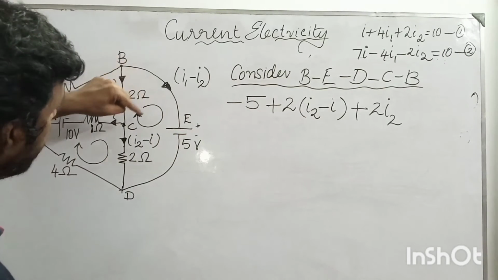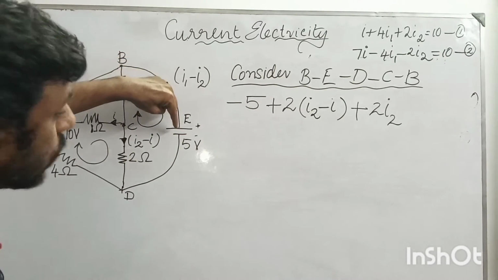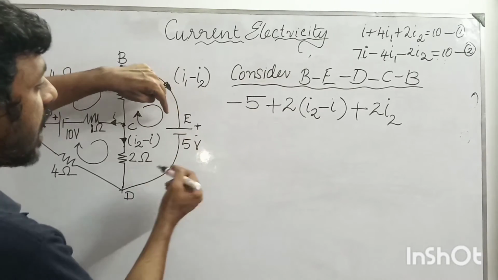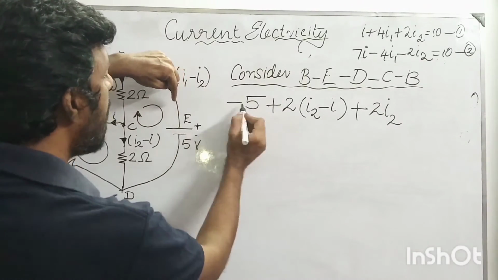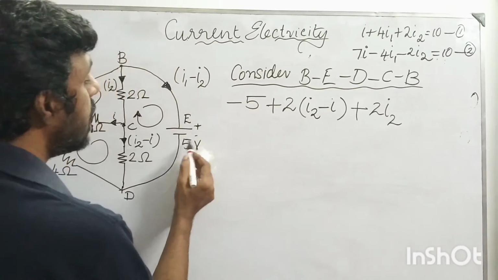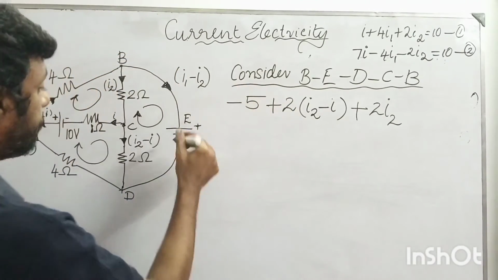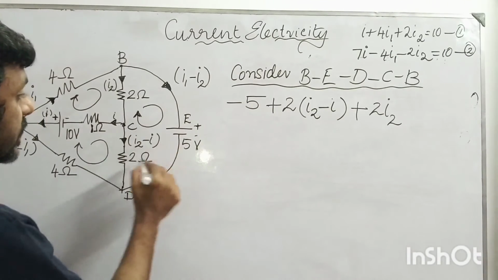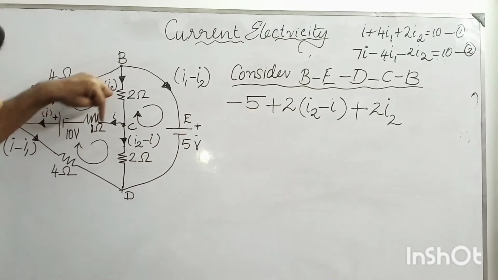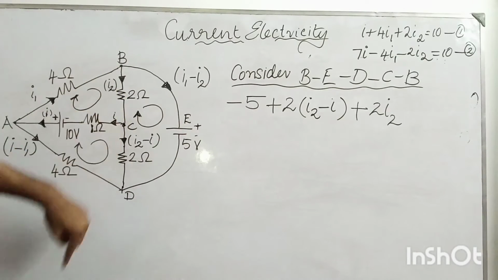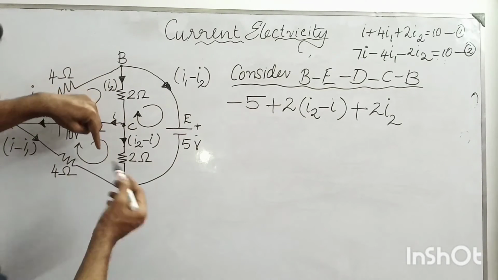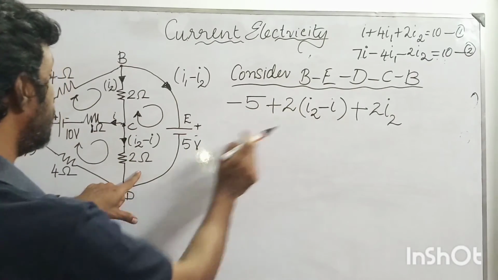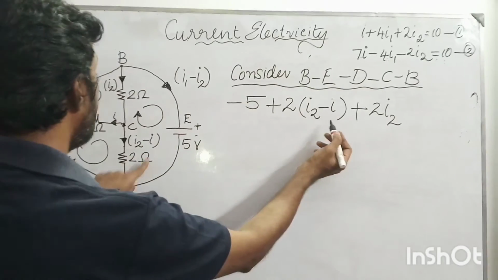See, while traveling in the clockwise direction, I will encounter this battery source. Since I encounter the positive terminal at the first stage, I will introduce a negative sign and I will put the value of this voltage here, minus 5. Again I am coming down. While rotating in the clockwise direction, I encounter another current I2 minus I, which is flowing in the opposite direction. So I will multiply the current along with the value of the resistance. So my answer will be plus 2 into I2 minus I.